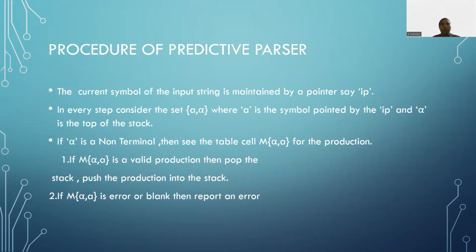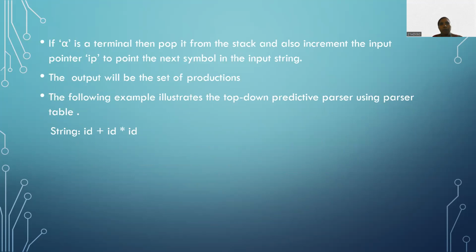Now, the procedure for the predictive parser. The current symbol of the input string is maintained by a pointer, say IP. In every step, consider the pair A, alpha, where A is the symbol pointed to by IP and alpha is the top of the stack. If alpha is a non-terminal, then see the table cell M of alpha, A for the production. If M of alpha, A is a valid production, then pop the stack and push the production onto the stack. If M of alpha, A is error or blank, then report an error. If alpha is a terminal, then pop it from the stack and also increment the input pointer IP to point to the next symbol in the input string. The output will be the set of productions.